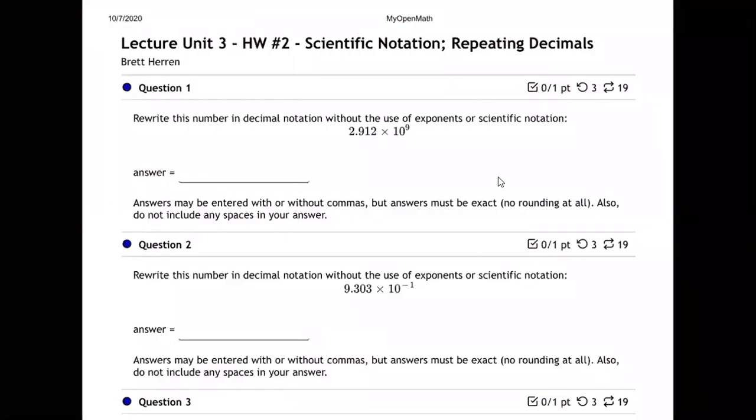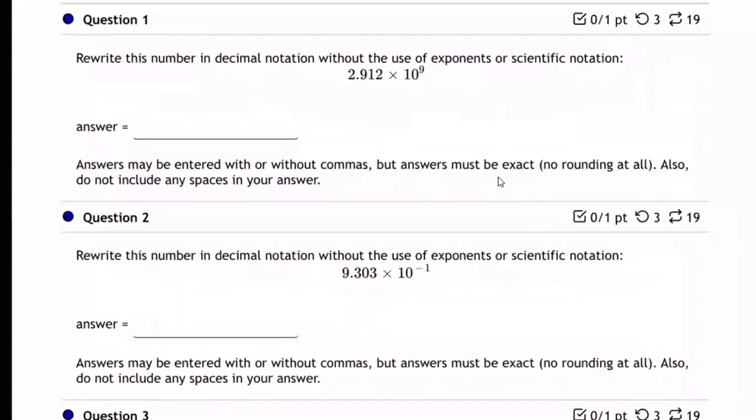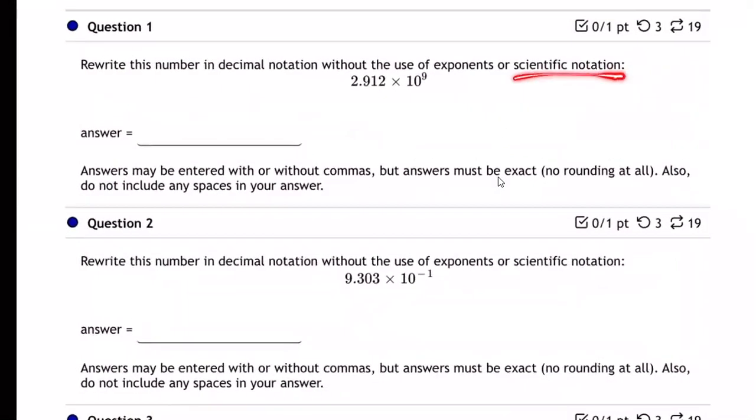So question number 1. It's asking us to rewrite this number in decimal notation without the use of exponents or scientific notation. So it wants me to do this number without the use of exponents or scientific notation. So how do I get rid of this part, in other words? That's what they're really saying.